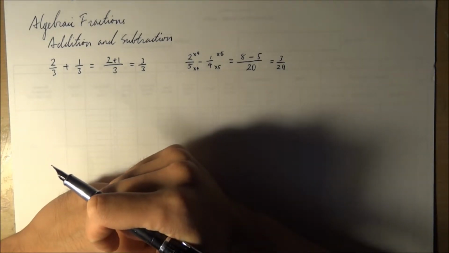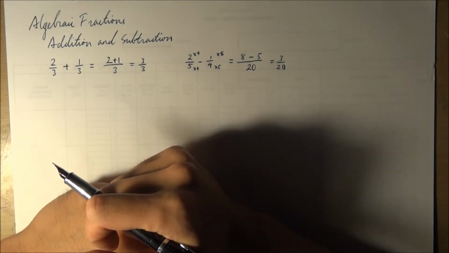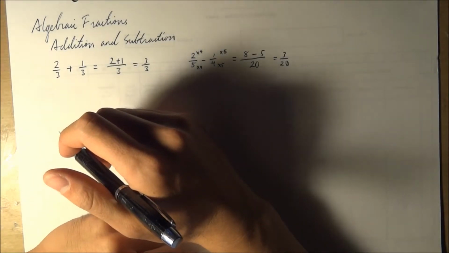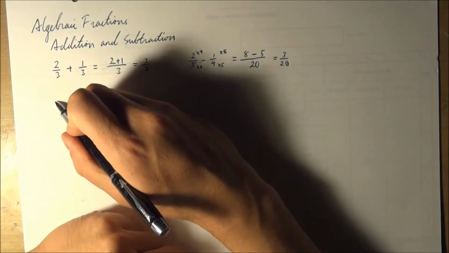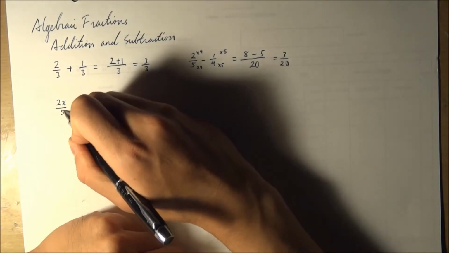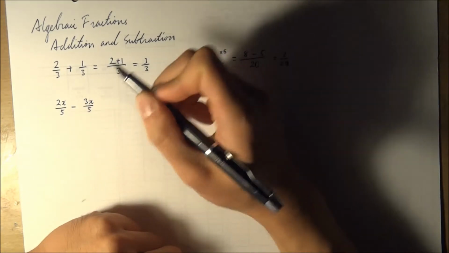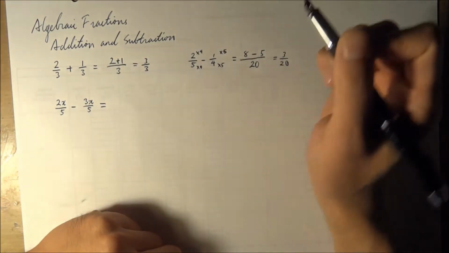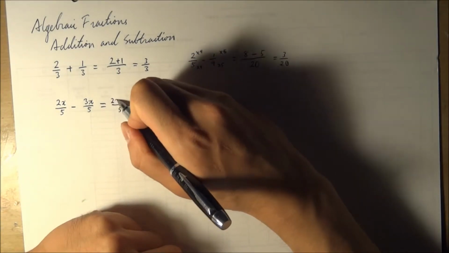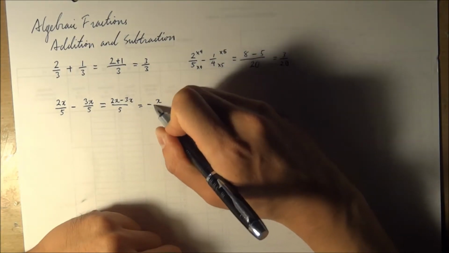Now, the process is exactly the same if we have algebra involved in it. So for example, if we have, say, 2x over 5 minus 3x over 5. So we can just operate on the numerators and leave the denominator the same. 2x minus 3x. So we have minus x over 5.